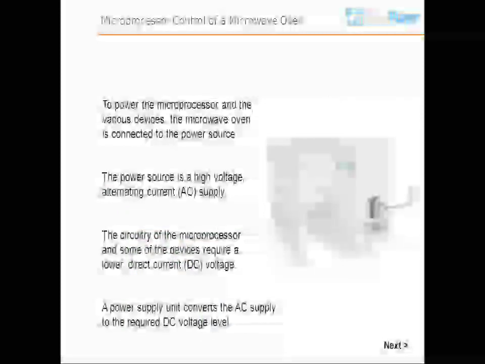The power source is a high voltage, alternating current, AC, supply. To power the microprocessor and the various devices, the microwave oven is connected to the power source. The circuitry of the microprocessor and some of the devices require a lower, direct current, DC, voltage. A power supply unit converts the AC supply to the required DC voltage level.